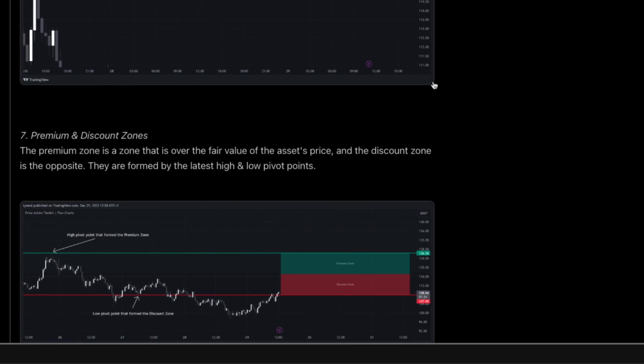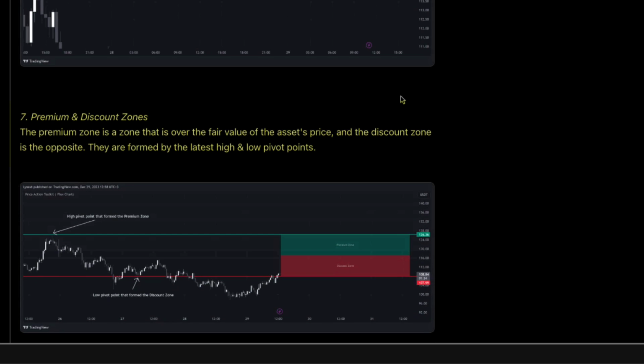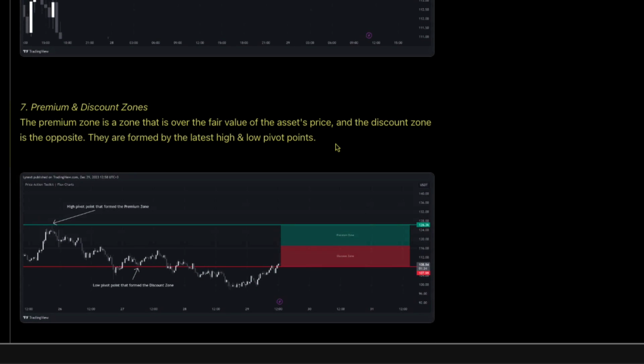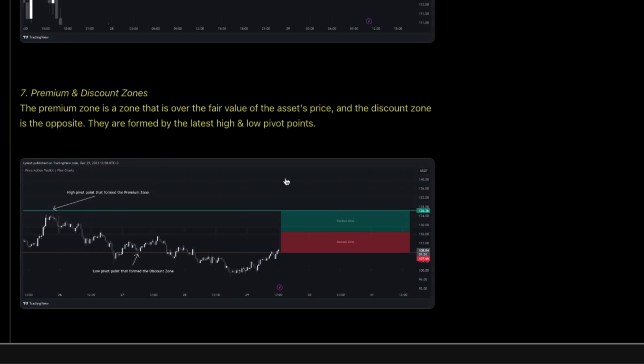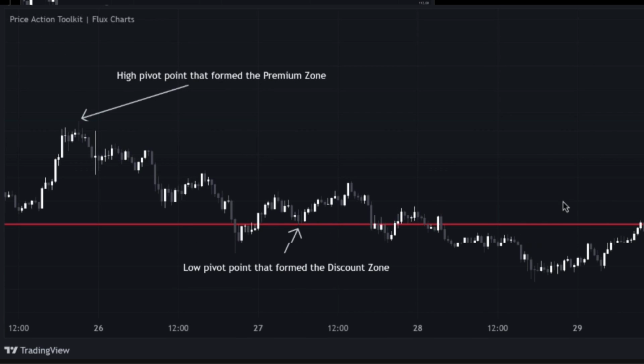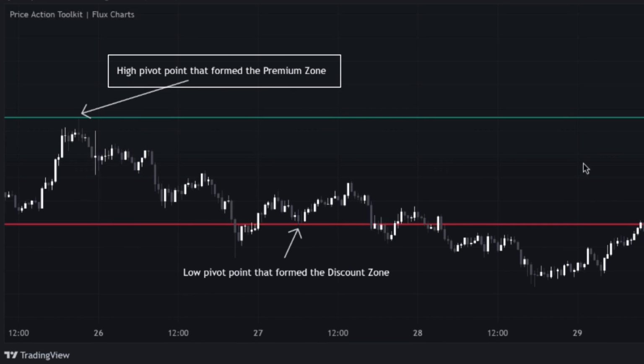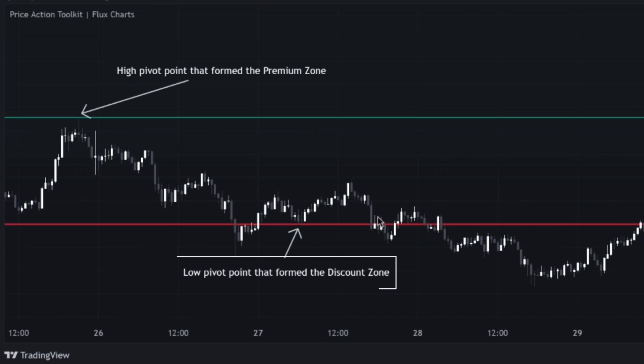Number 7, premium and discount zones. The premium zone is a zone that is over the fair value of the asset's price, and the discount zone is the opposite. They are formed by the latest high and low pivot points. You can see here this is the high pivot point that formed the premium zone, and this is the low pivot point that formed the discount zone.